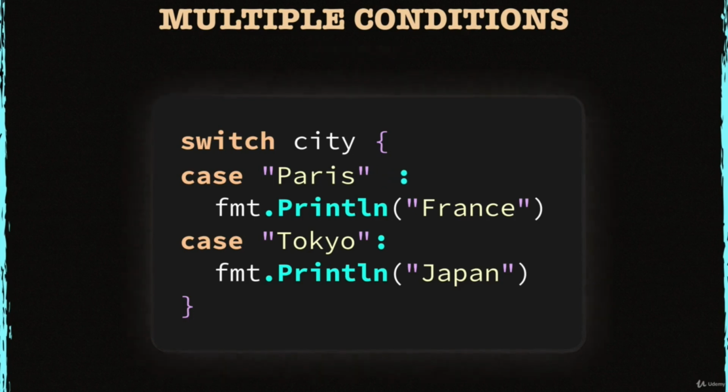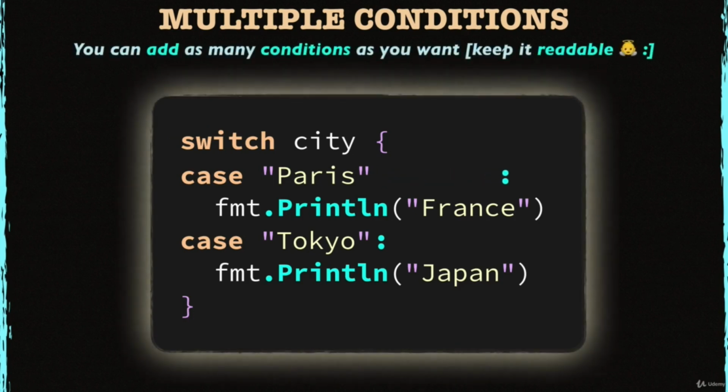Let me show you. For example, let's say that you want to print France when the city is Lyon. To do that, I'm going to add a comma like this next to Paris. Then I just need to type the new city name, Lyon. That's it, it's that simple. Now whenever the city is Paris or Lyon, it will print France. Or when the city is Tokyo, it will print Japan.